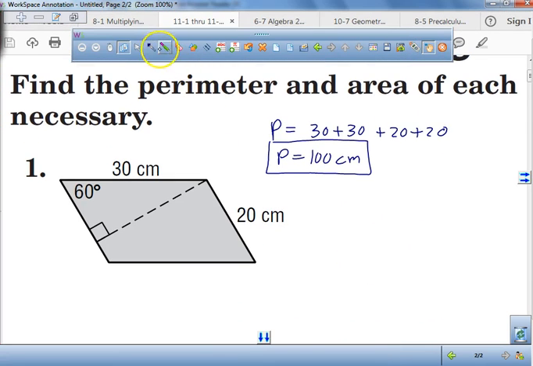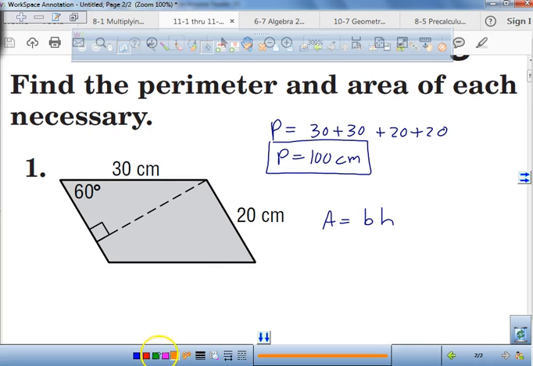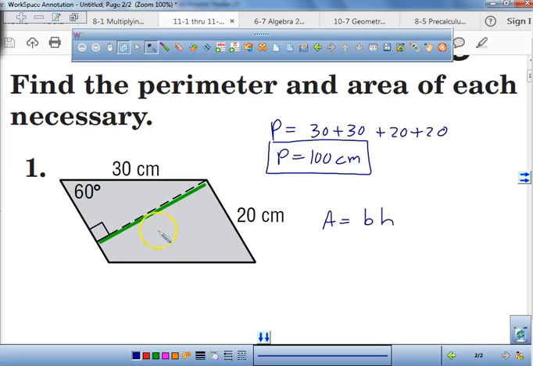Now, the area is a little bit trickier. The area, you have to find the base and multiply it by the height. Now let me explain something. You guys see this distance right there? I need that. I am going to call that length right there the height of the parallelogram. You're like, what are you talking about? That's not the height. Well, it sure is if you call this side the base.